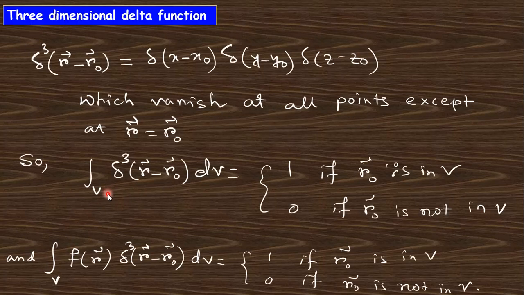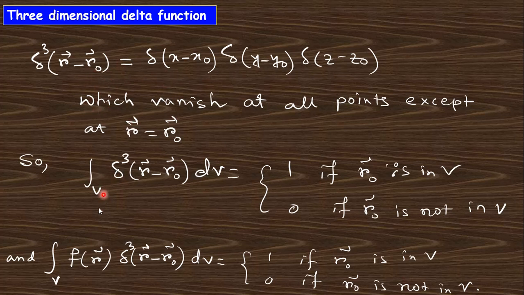Go to the next topic, that is the three-dimensional delta function. Up to now we discussed the one-dimensional delta function, and now we come to the three-dimensional delta function. This is similar in three dimensions. So this can be represented as delta cube because of three dimensions, r minus r0, right? That means this will be 1 or infinity. The total integration will be 1, the area will be 1 when r minus r0 equals that.